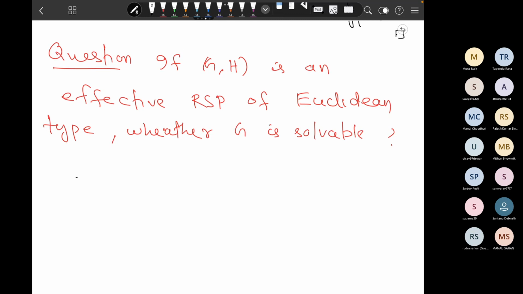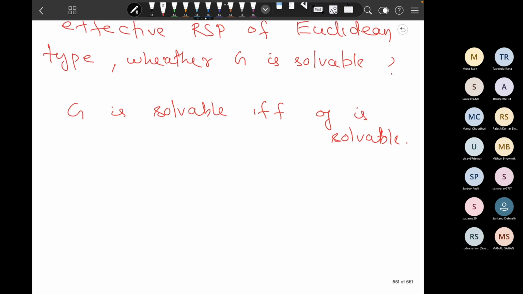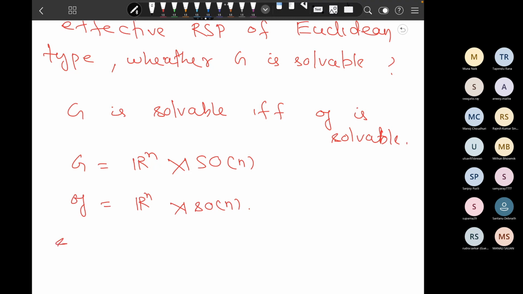So what is that definition? G is solvable if and only if this Lie algebra is solvable. You can see this definition later. So if you take G equal to R^n plus SO(n), this Lie algebra is really R^n plus the small so(n). And one knows that if G is solvable, any sub-algebra of G is also solvable.